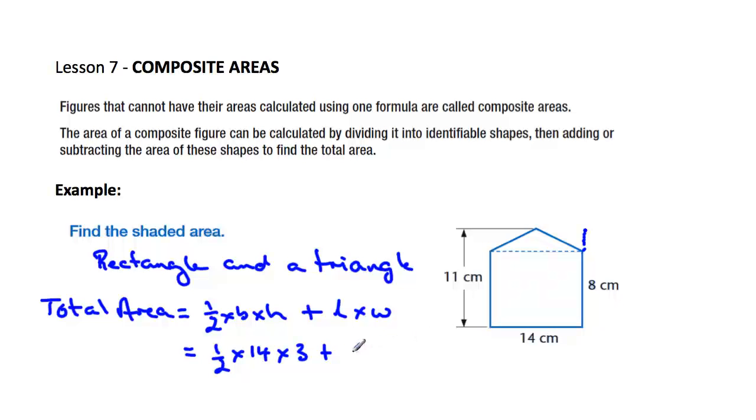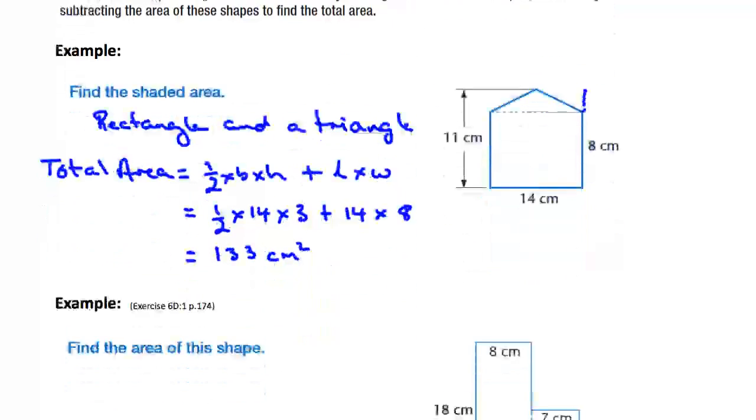Now we could have the length here at 14 and the width here at 8. And what I'd like you to do with your calculators is to check the answer. It should come out to 133 centimetres squared. Remember, we're talking about area. So check that out and you should be able to get your shape quite clearly there. Let's try another example.